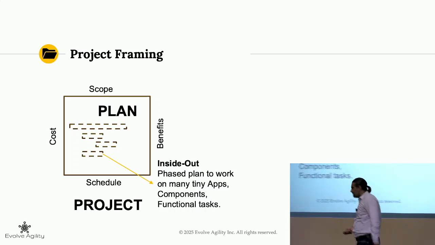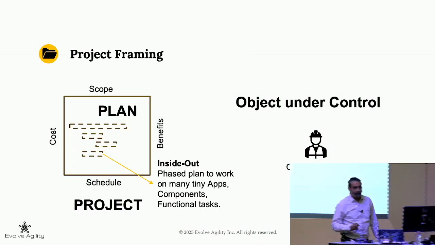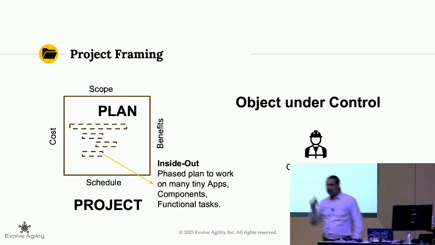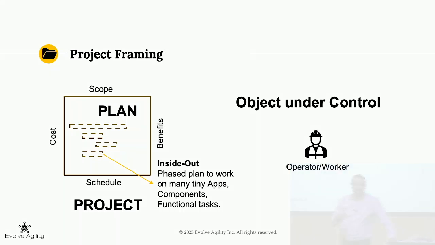Here, the plan has the object of control as the worker. In other words, the purpose of the plan is to control the worker and their actions. And you will notice this in every organization. Wherever there's a Gantt chart, there is either a team or a worker expected to perform a set of tasks at some certain point in time.